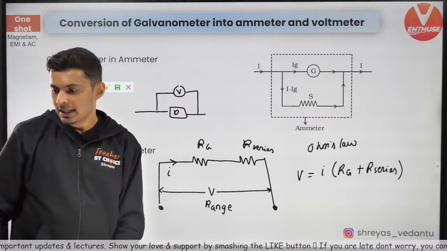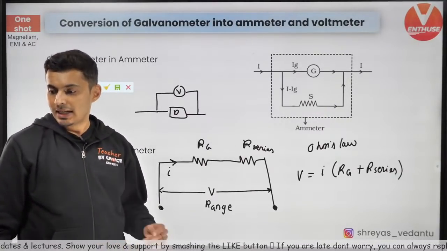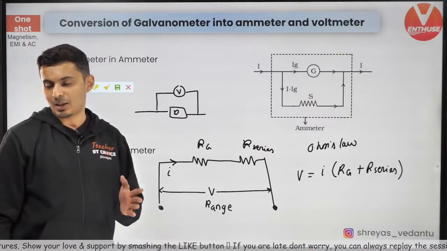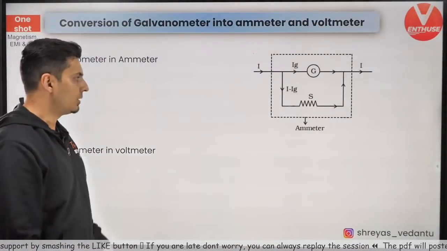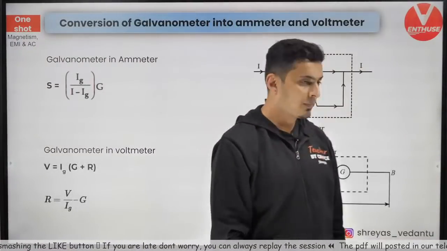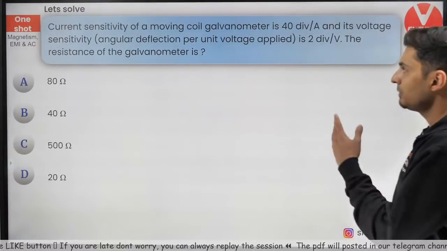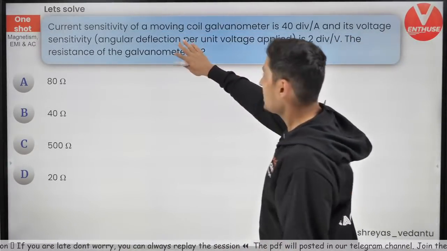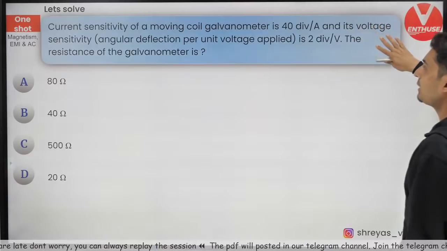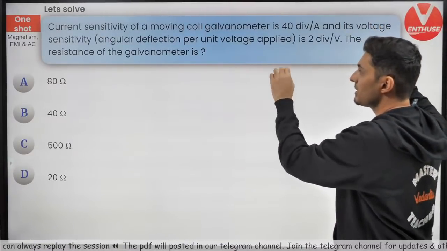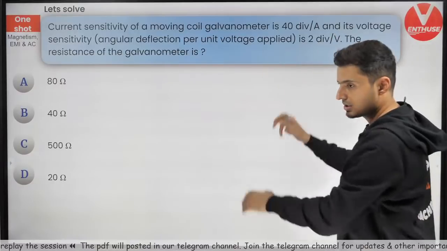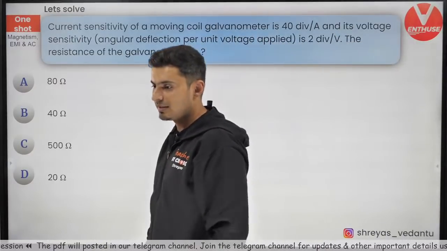Very good. Yes. Yeah, so for an ideal ammeter, we must let the maximum current pass through the shunt. Correct. Perfecto. Chalo. Let's move on to some questions solving. And here we have the first question on your screen. Current sensitivity of a moving coil galvanometer is this. Voltage sensitivity is this. What is the resistance of the galvanometer?